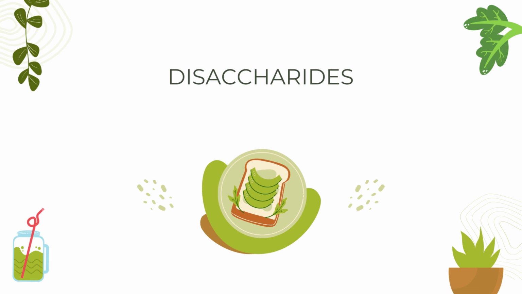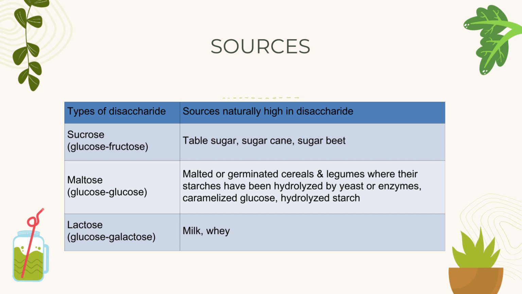Moving on to the next subtopic, disaccharides. Sources of disaccharides: the 3 main disaccharides are sucrose, maltose, and lactose. Sucrose is formed by glucose and fructose, and can be found in table sugar, sugarcane, and sugar beet. Maltose is formed by 2 glucose units and found in malted or germinated cereals and legumes. Lactose is formed by glucose and galactose and is mainly found in milk.